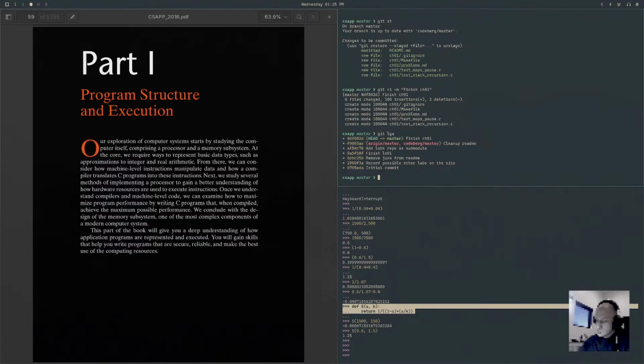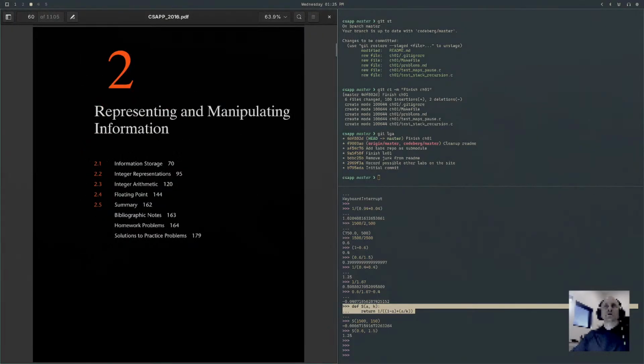Information storage. So basically, we need to finish chapter 2 to advance in the lectures, because I think all this stuff is covered in the next couple lectures.